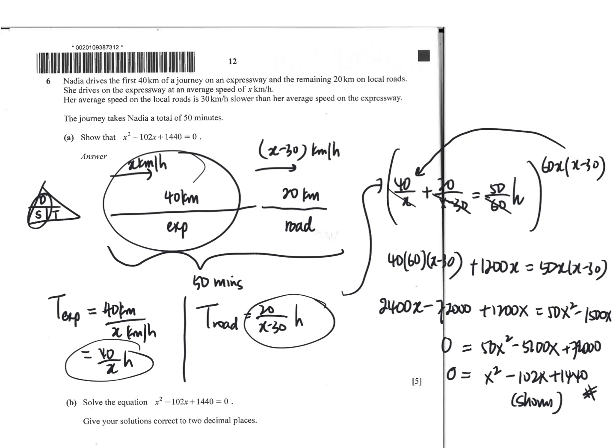Okay, so part B you just solve, and then they ask you why one of the answers must be rejected. If you get speed being negative, you can say speed is a scalar quantity, cannot be negative. Or if both are positive, both x and x minus 30 must be positive. So you need the speed to be more than 30. Otherwise, it's nonsense.